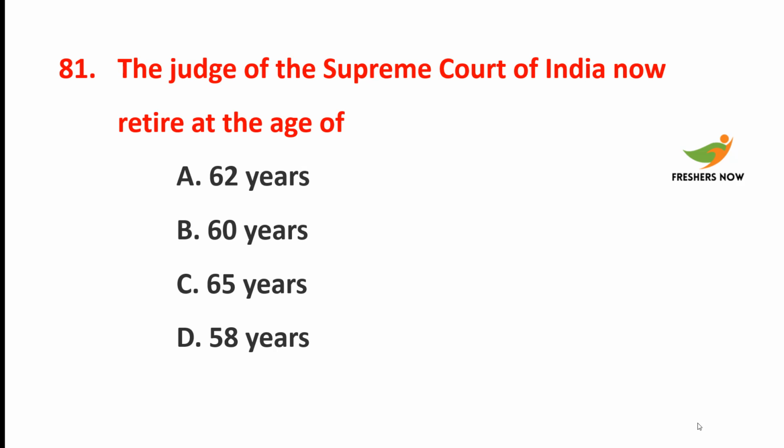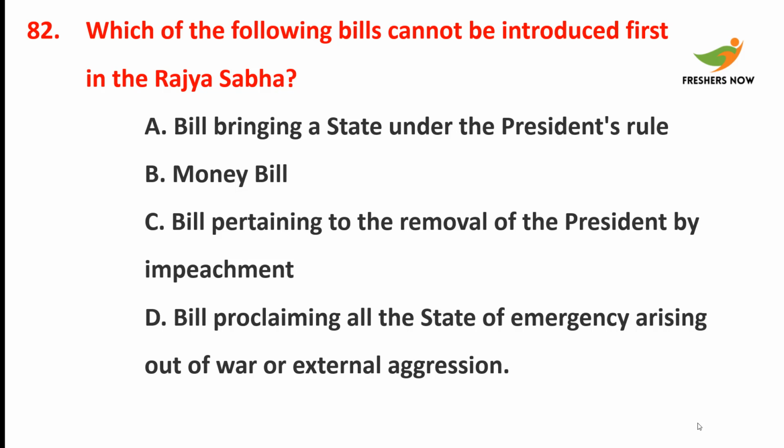81st question. The judge of the Supreme Court of India now retires at the age of? And the answer is 65 years. 82. Which of the following bills cannot be introduced first in the Rajya Sabha? And the answer is B, money bill.